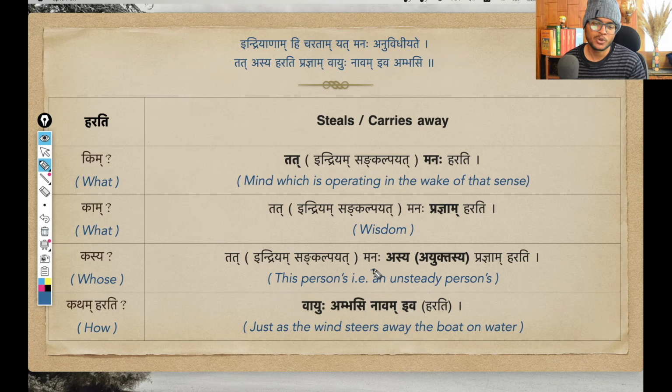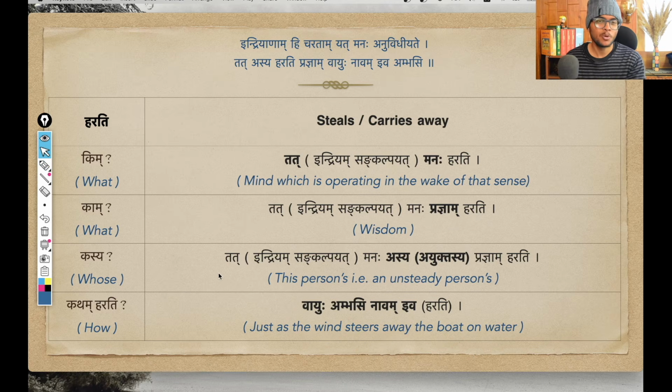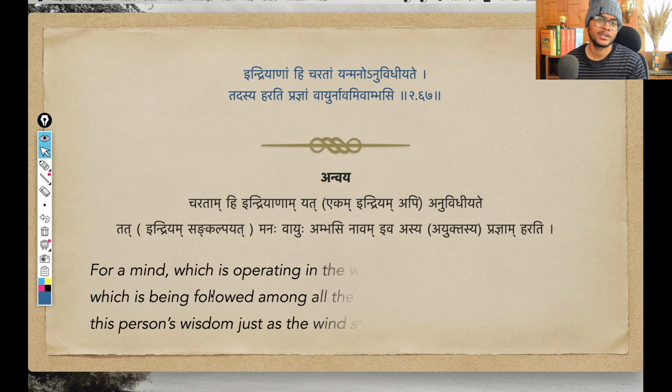So the question was Manaha Prajnam Katham Harati. The mind carries away the wisdom. How? In what fashion? And Krishna is saying Vayuhu Ambasi Navam Eva Harati. That just as the strong wind can steer away the navam, the boat that is running on ambasi, that is running on water. Okay, so I hope all these meanings are clear so far. Let us see the Anvaya along with the Anuvada now.